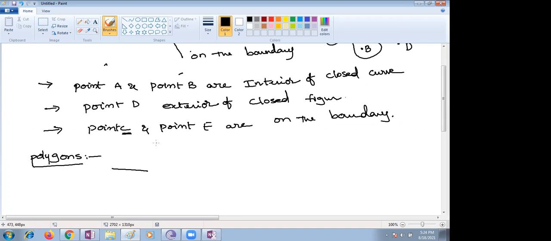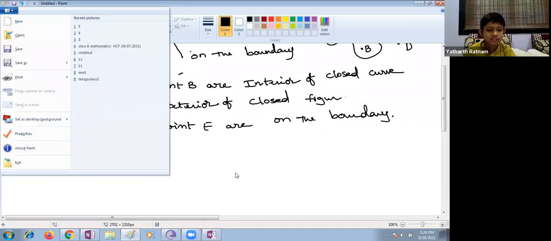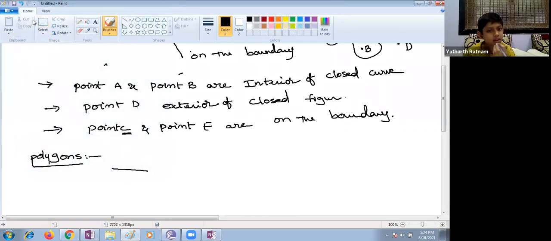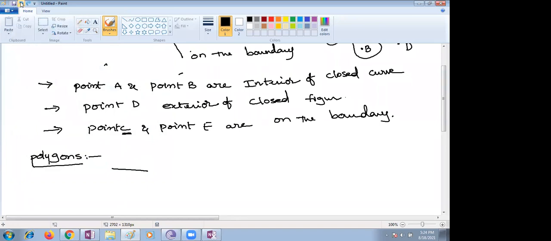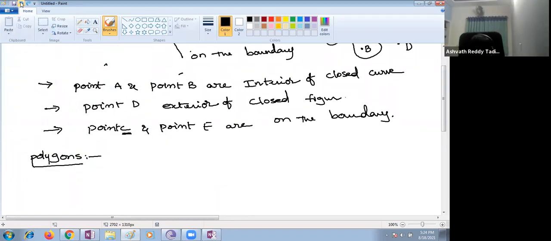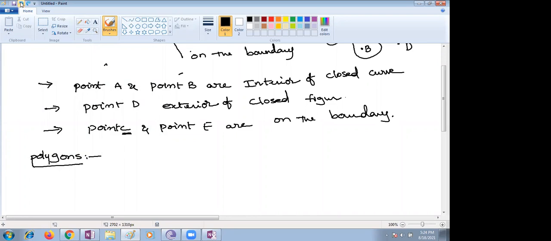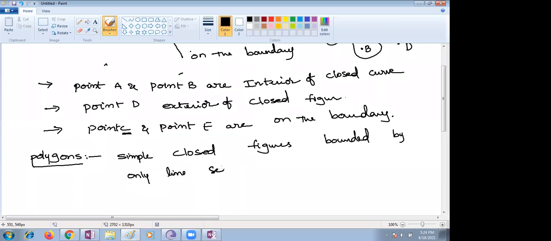Now, what is the difference, children? Polygon is 5, no, ma'am. Who said it's a pentagon? Ma'am, there is square and rectangle. Listen, don't confuse polygon and pentagon. Polygons are simple closed figures bounded by line segments. Simple closed figures bounded by only line segments, not curves. Just see, children.